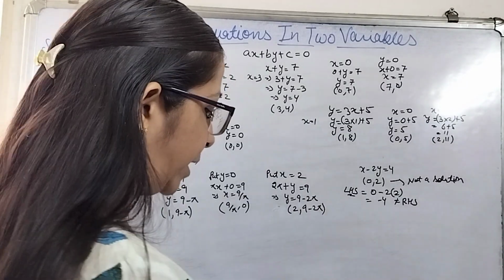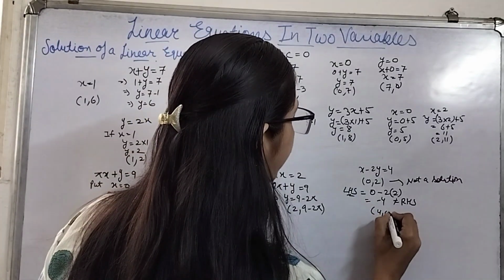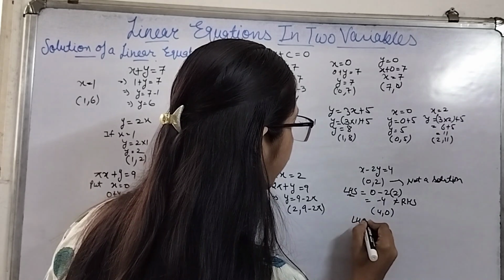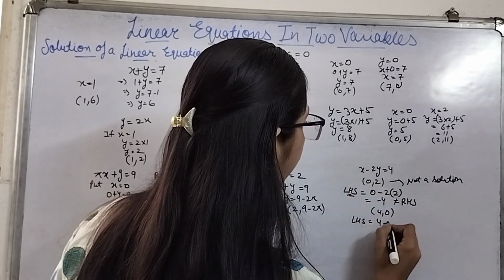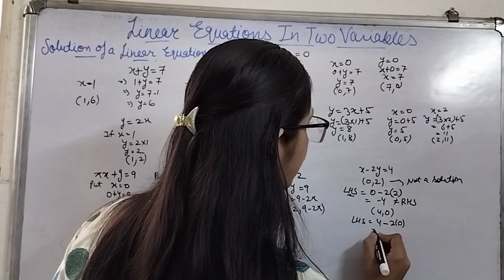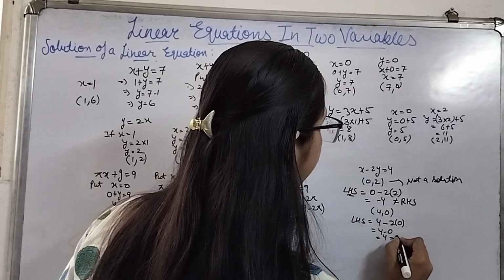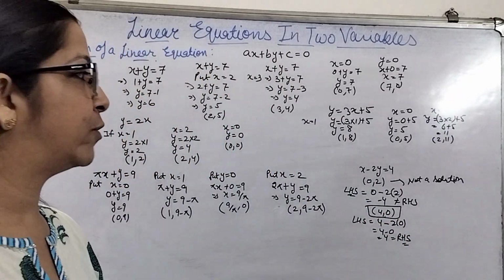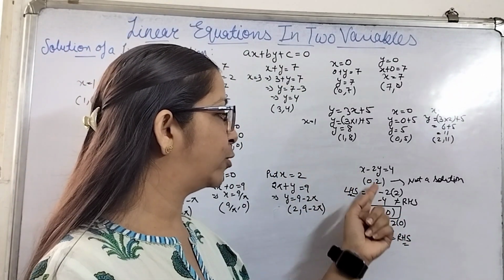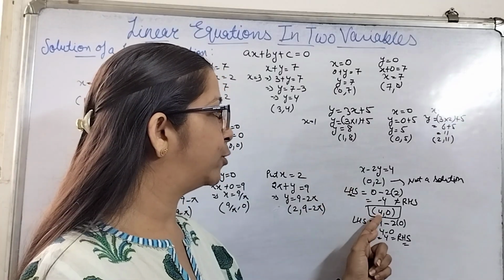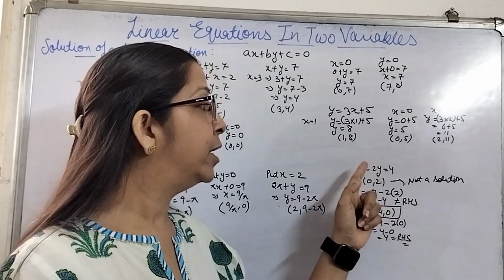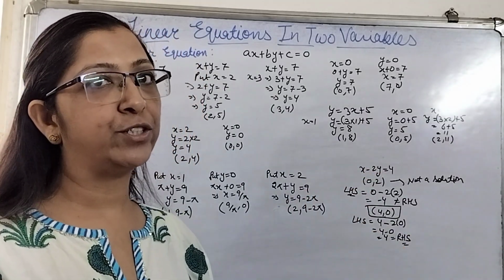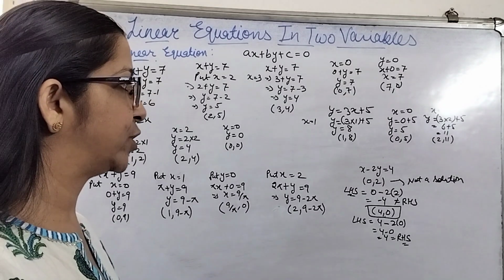Now let's try the third part, that is (4, 0). If I put x equals 4 and y equals 0, the LHS becomes 4 minus 0, that is 4, and it is equal to the RHS. That means (4, 0) is a solution of the equation. When we put x equals 4 and y equals 0 in this equation, the LHS becomes equal to the RHS. It satisfies the equation, so this is a solution of the equation.